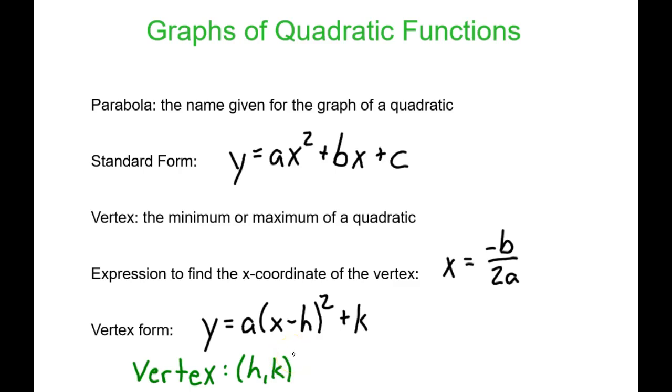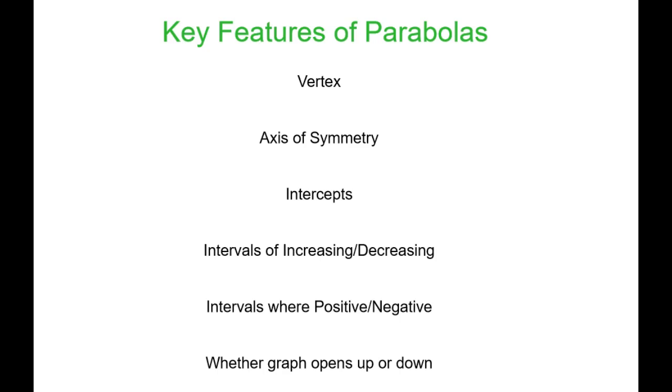So two different ways we can write quadratic equations: standard form and vertex form. The vertex is the minimum or maximum of the quadratic. The parabola, that's the name given for the graph of the quadratic. Some of the key features we're going to look at with parabolas are the vertex, the axis of symmetry, the intercepts, intervals of increasing, decreasing, intervals where the graph is positive and negative, and whether the graph opens up or down. So these are all the different features we're going to analyze with the parabola.